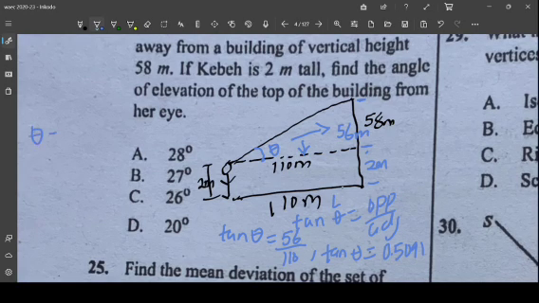All right. So how do you find the angle theta? So theta will be tan inverse of 0.5091. So when you punch this in your calculator, it gives you a value of 26.98, which is approximately equal to 27. So option B is your answer.